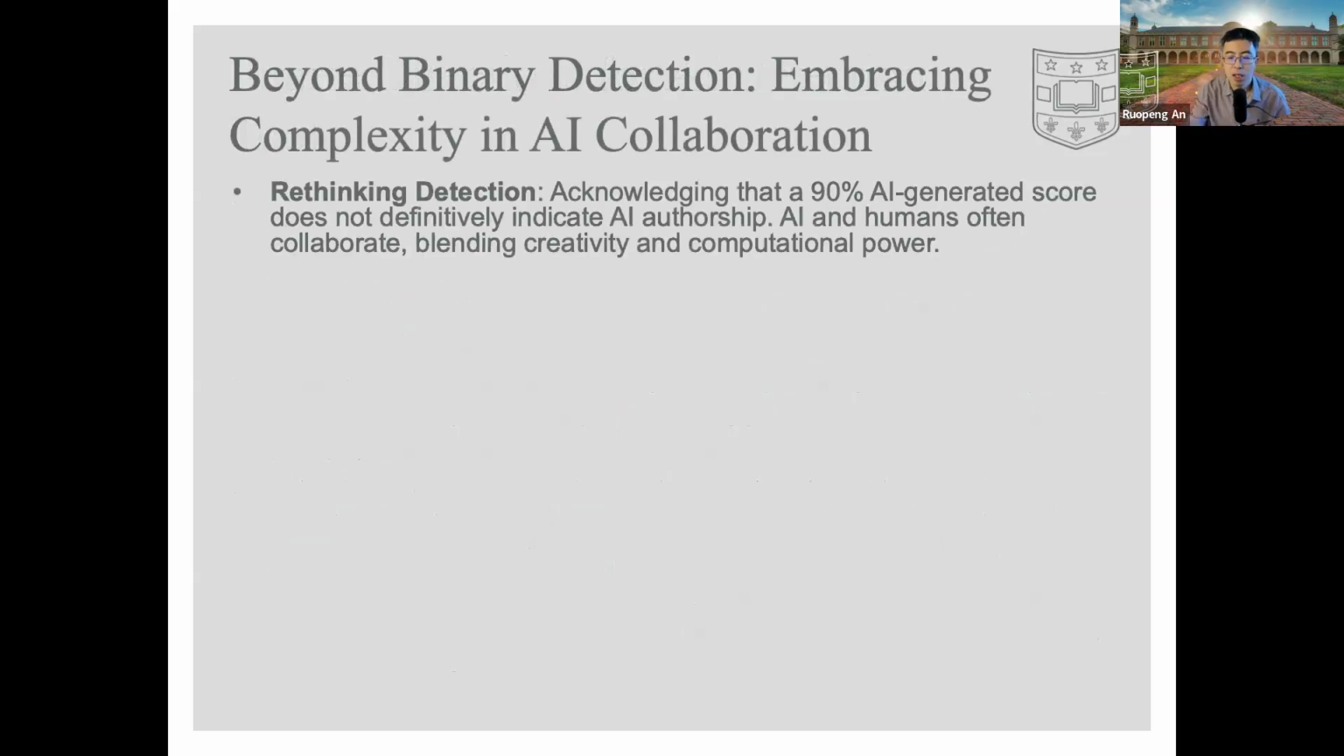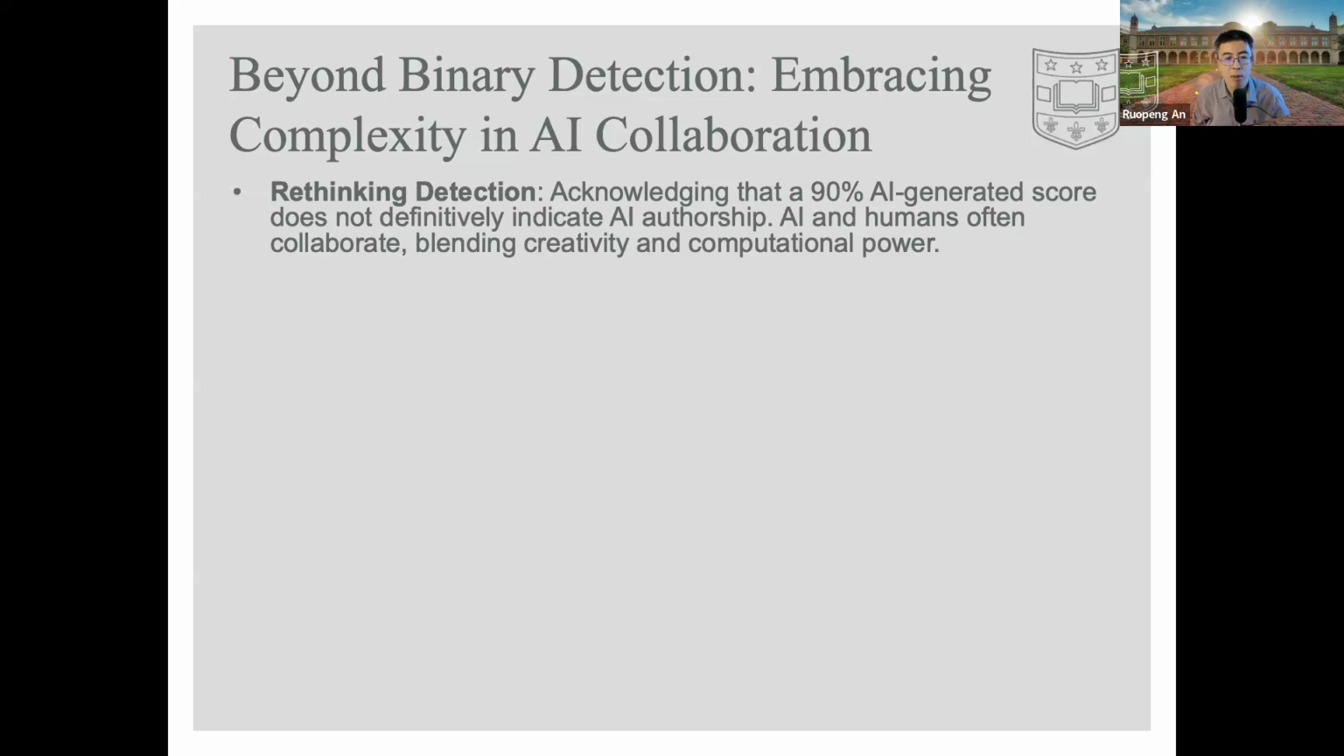But really, philosophically, what is beyond the binary detection? The key concept is that we should not limit ourselves to the binary thinking of this text is generated by AI and that text is generated by a human being. The reality is much more profound, right? So first, we need to rethink the detection, acknowledging that probably a 90% AI-generated score does not definitely indicate AI authorship, right?